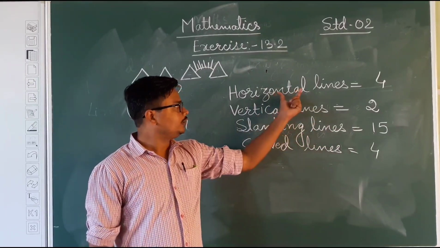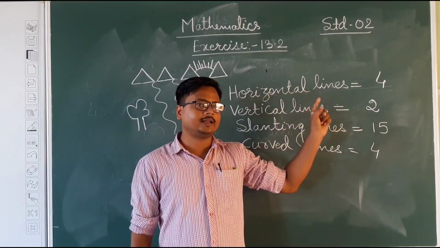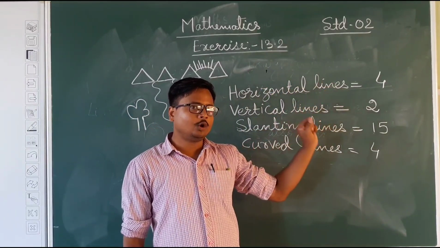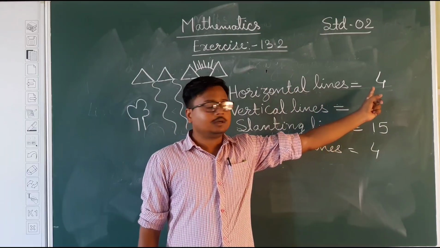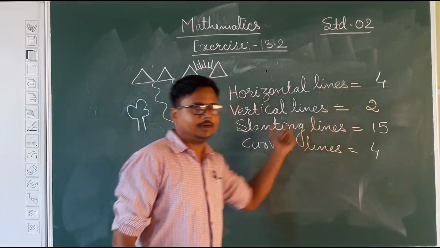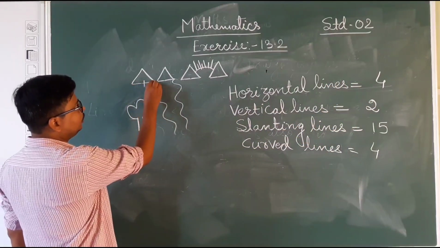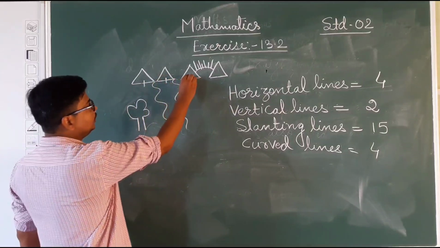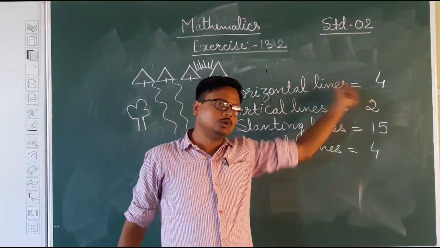Okay. So first of all, come to horizontal lines. Horizontal lines means straight line, that is from left to right or right to left. Total number of horizontal lines equals to 4. How 4? Let us see. This is 1 from here to here. This is 2. This is 3 and this is 4. So total number of horizontal lines equals to 4.